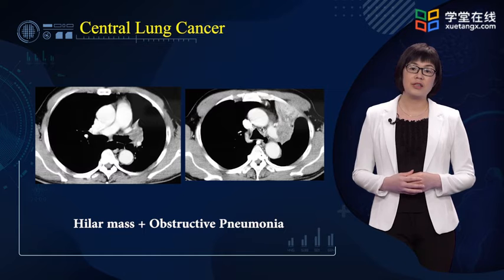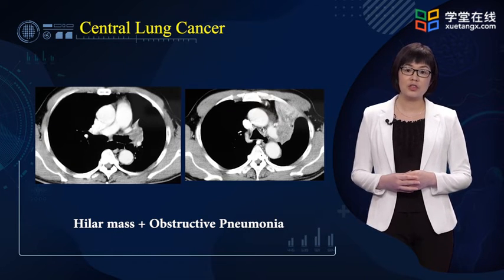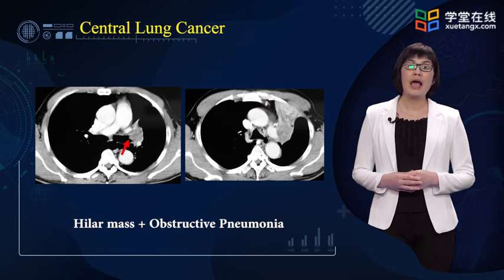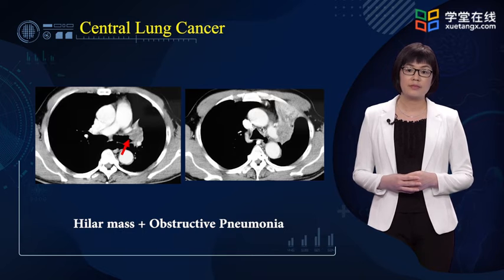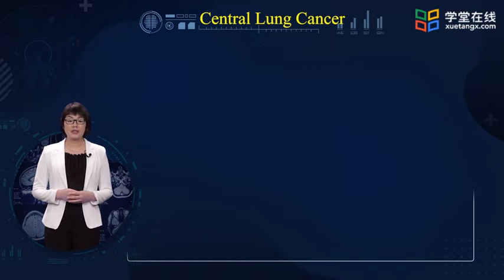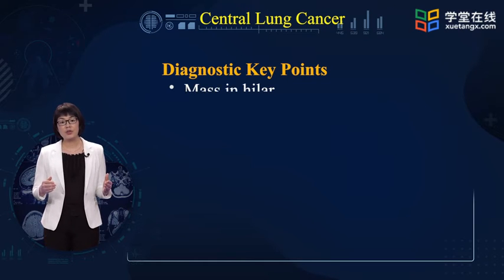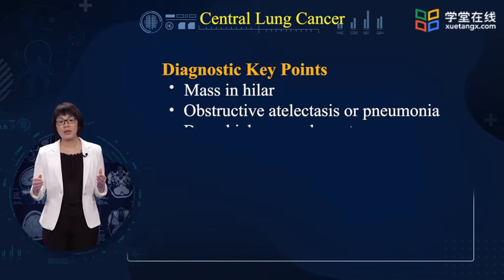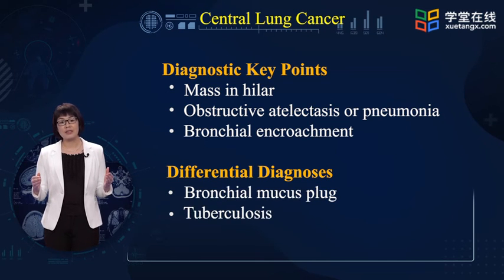This is another case of a left hilar mass. Axial mediastinal window of the chest CT after contrast injection shows a tumor mass sitting in and completely occluding the left main bronchus, causing left upper lobe collapse. Let me sum up the diagnostic key points of central lung cancer. There are hilar mass, lobar lung collapse or obstructive pneumonia, and bronchial encroachment. Bronchial mucus plaque and tuberculosis are the main differential diagnoses. Accurate diagnosis depends on needle lung biopsy or biopsy via bronchoscopy.